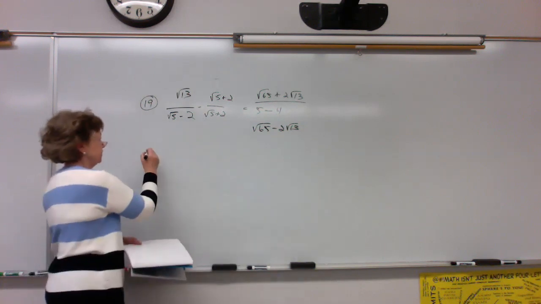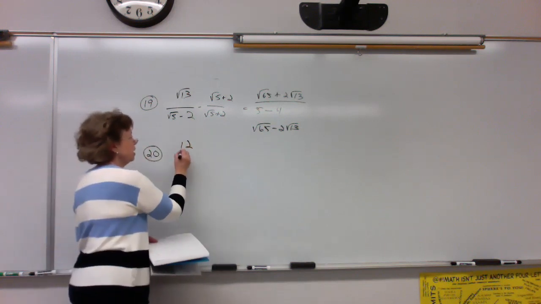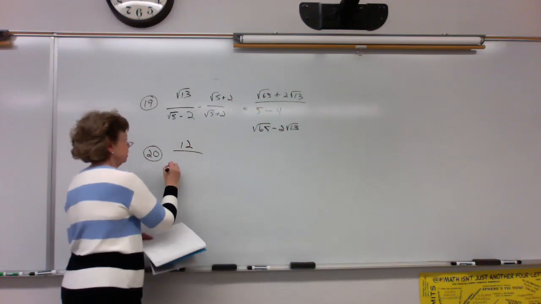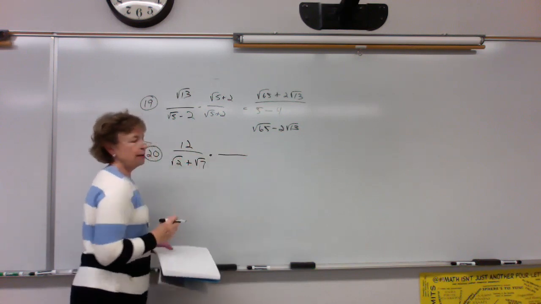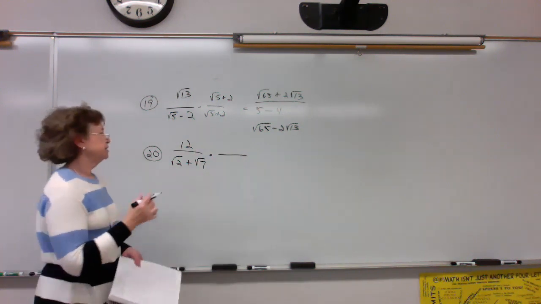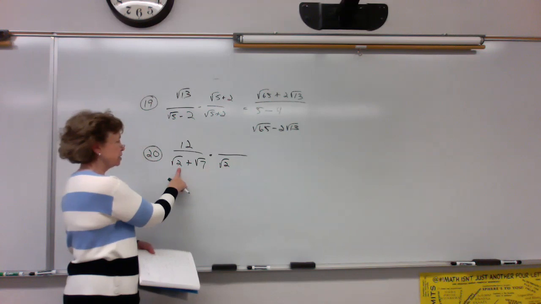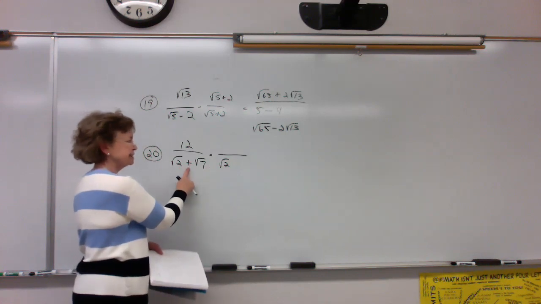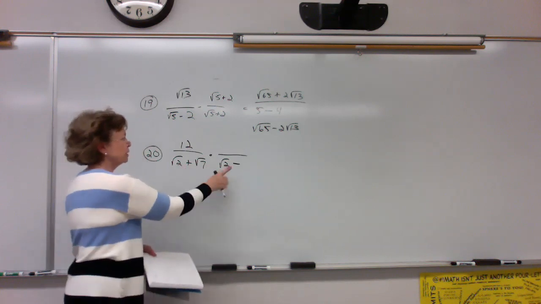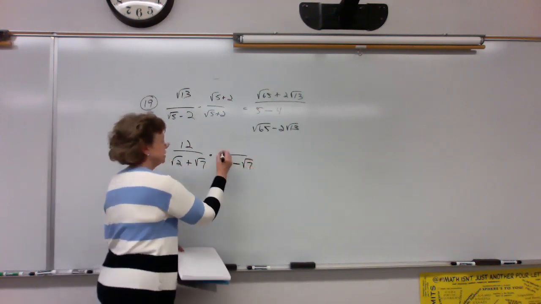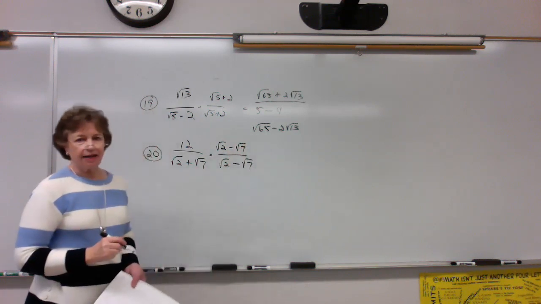And the last one of these, for number 20, was 12 over the square root of 2 plus the square root of 7. Doesn't matter that they're two radicals, it's still the conjugate. So the first term is square root of 2, it stays the same. That's the sign that becomes the opposite. So instead of adding, we're going to subtract, and it's still square root of 7. I'm still multiplying that numerator by that same thing.